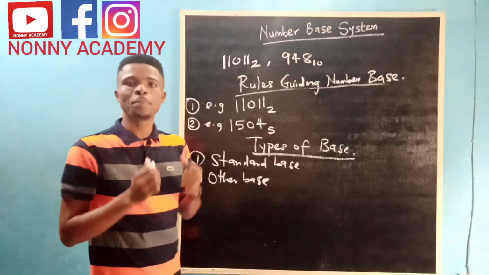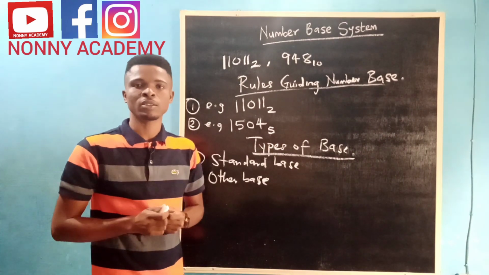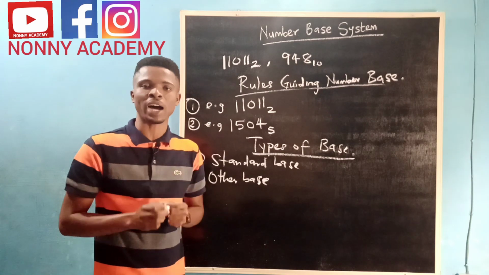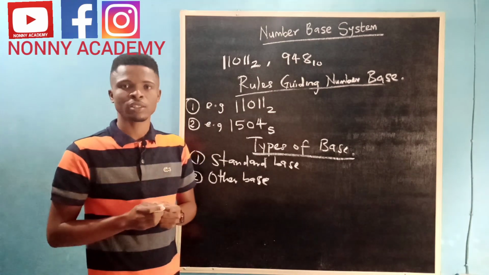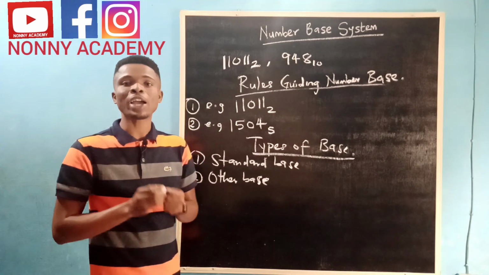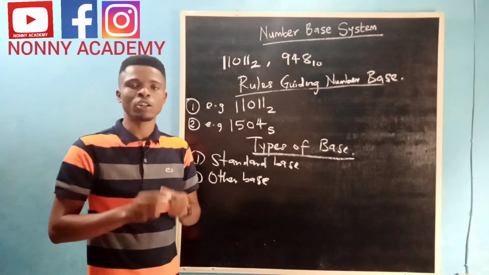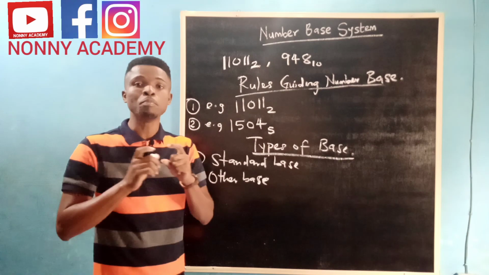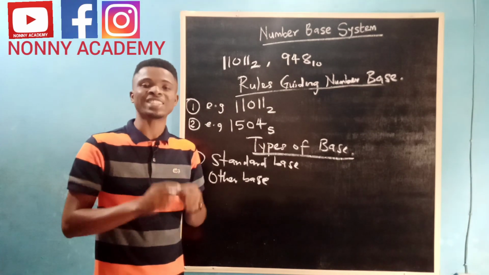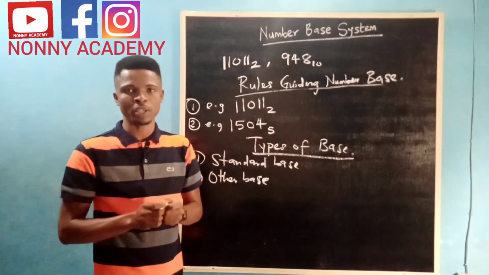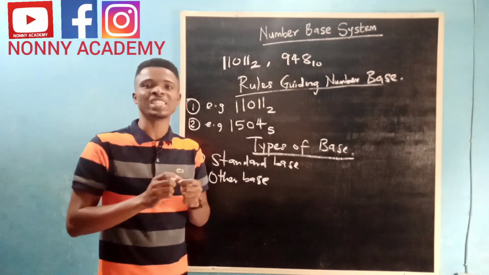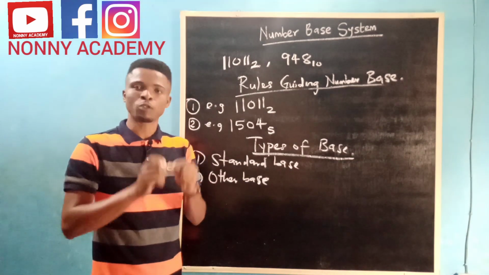Standard base are base that are base 10. When we see a number in base 10, we say that that number is in standard base. Standard base are otherwise known as base 10 or denary or decimal. So when we see a number in base 10, we can equally say that that number is in standard base, or that number is in denary, or the number is in decimal. That is for standard base.